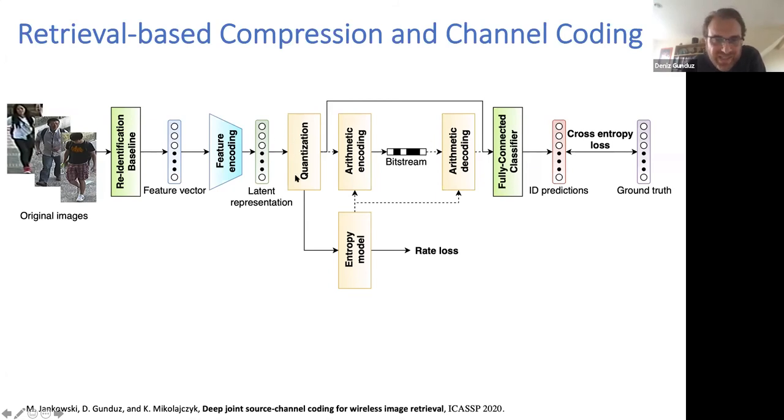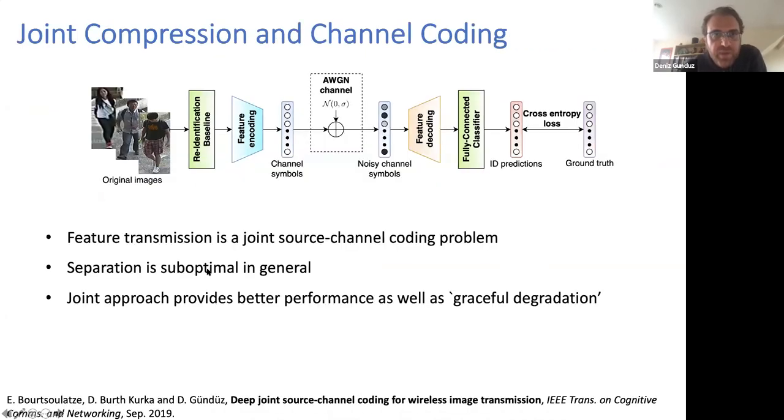So now we design this quantization part together with the entropy, the arithmetic encoder, and we train everything together, the feature encoding together with this compression part. Then you do the classification, which is basically nearest neighbor type retrieval at the receiver. So the first approach is a retrieval-oriented image compression scheme using deep neural networks. But we said we can do even better.